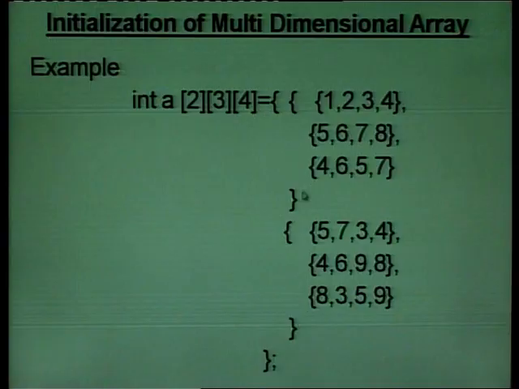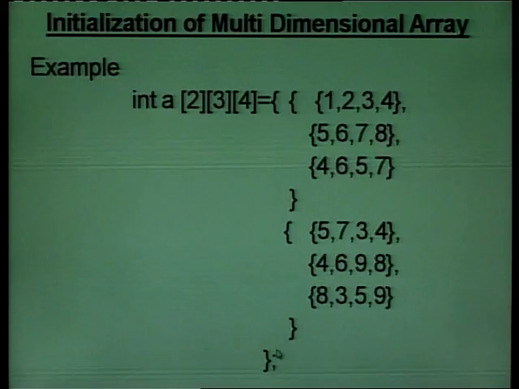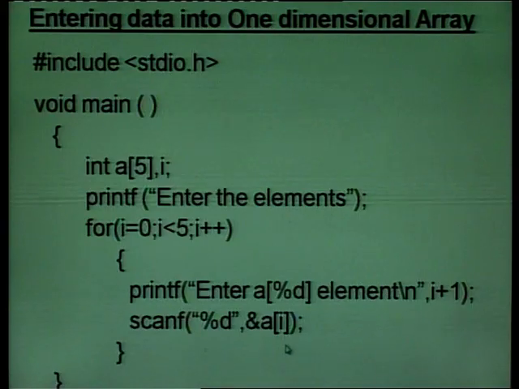After completing the first set, we define the second set in a similar way. It contains the elements 5, 7, 3, 4, 4, 6, 9, 8, 8, 3, 5, 9. These are the elements stored in the second set. The complete set is enclosed by the bracket and it ends with a semicolon.